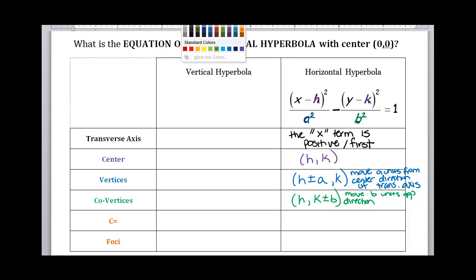Now, c we had last time, and that also helped us figure out the length from the center to each focus. And that's going to be the same here. But we're now going to take the square root of a squared plus b squared. That's mainly because a squared does not have to be the largest. So if we tried subtracting it, we could end up taking the square root of a negative number. So to make sure that doesn't happen, we're going to always add a squared and b squared.